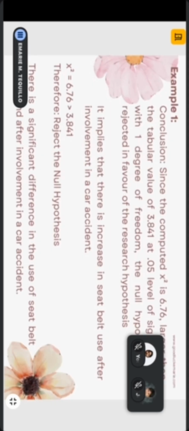Because the chi-square of 6.76 is greater than 3.841. So therefore, reject the null hypothesis. So there is a significant difference in the use of seatbelt before and after involvement in a car accident.